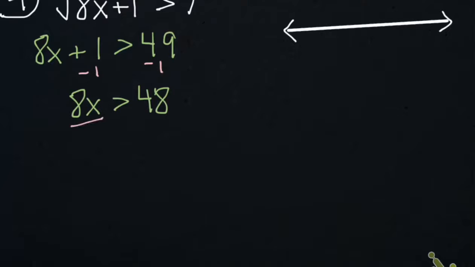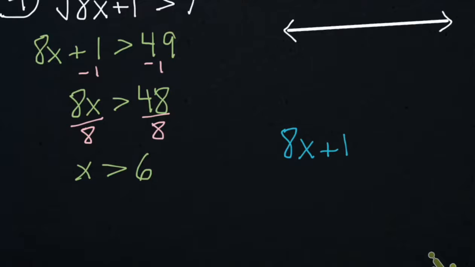Now what do we do? We always divide by the coefficient in front of x because I want x by itself. So x is greater than, what's 48 divided by 8? 6. So part 1 is done. Now we have to do part 2. Take the stuff inside the radical, 8x plus 1, and set it greater than or equal to 0. Again, you solve for x. Minus 1 minus 1. I get 8x is greater than or equal to negative 1.